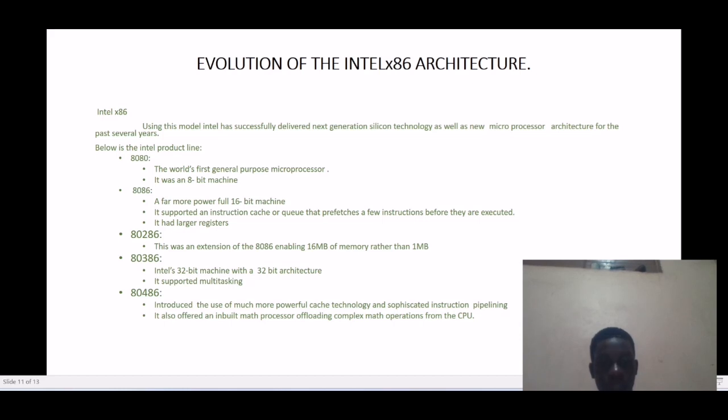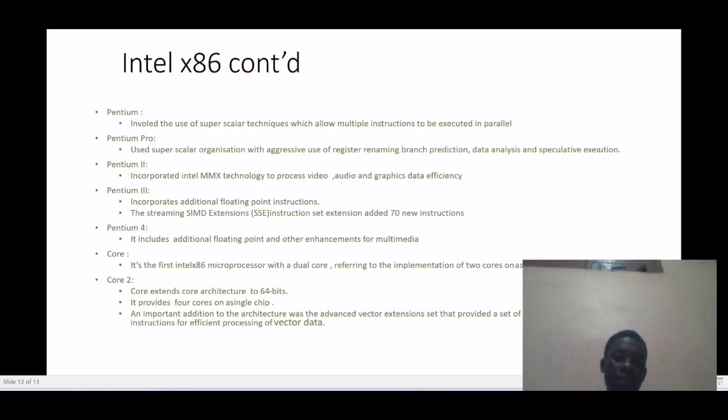The 80486. It introduced the use of more powerful cache technology, sophisticated instruction pipelining, and it also offered an inbuilt smart processor, offloading the complex operations from the CPU. The Pentium. It involved the use of superscalar techniques, which allowed multiple instructions to be executed in parallel. The Pentium Pro used superscalar organization with aggressive use of register renaming, branch prediction, data flow analysis, and speculative execution.